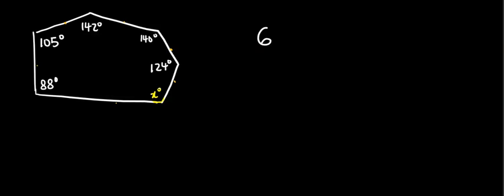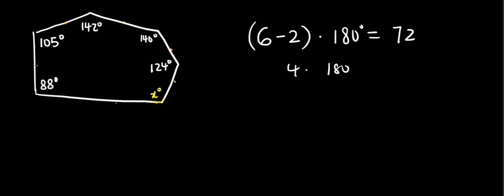Alright, so (6 minus 2) times 180, that gives us 4 times 180, that is 720. Our sum is 720.